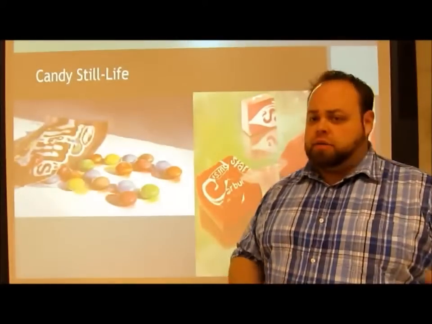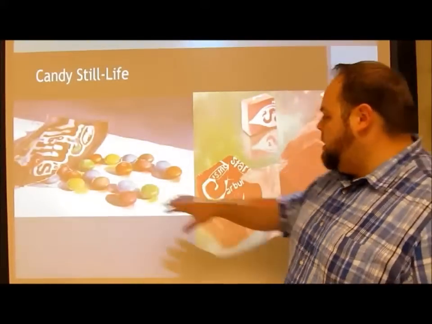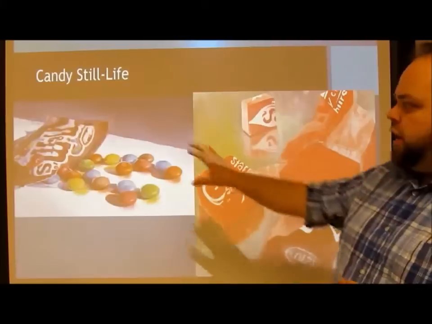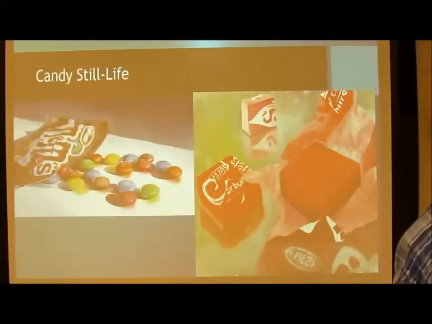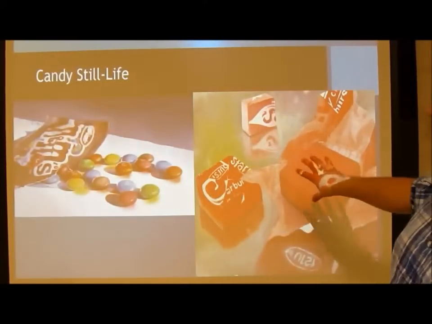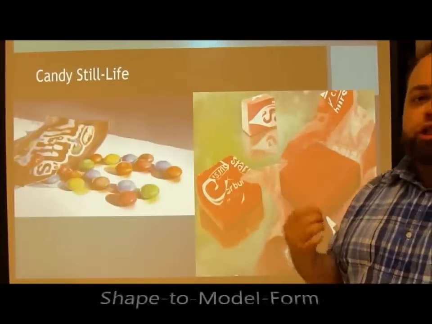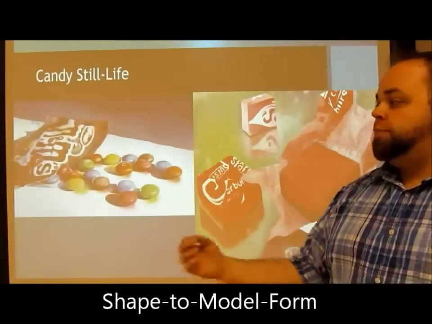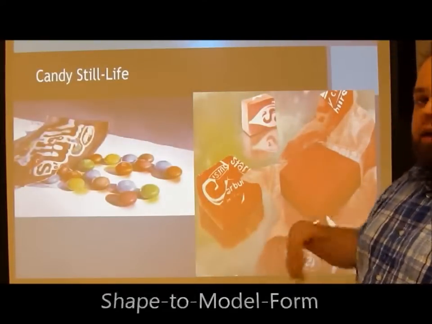Now your task is going to be a candy still life. So we've got a couple of examples of some candy still lifes. We have our M&Ms here, some Starbursts over here. But the key to the candy still life is the objects themselves. I'm looking at shape to model form. Shape to model form. This is the thing that we're going to be working on.